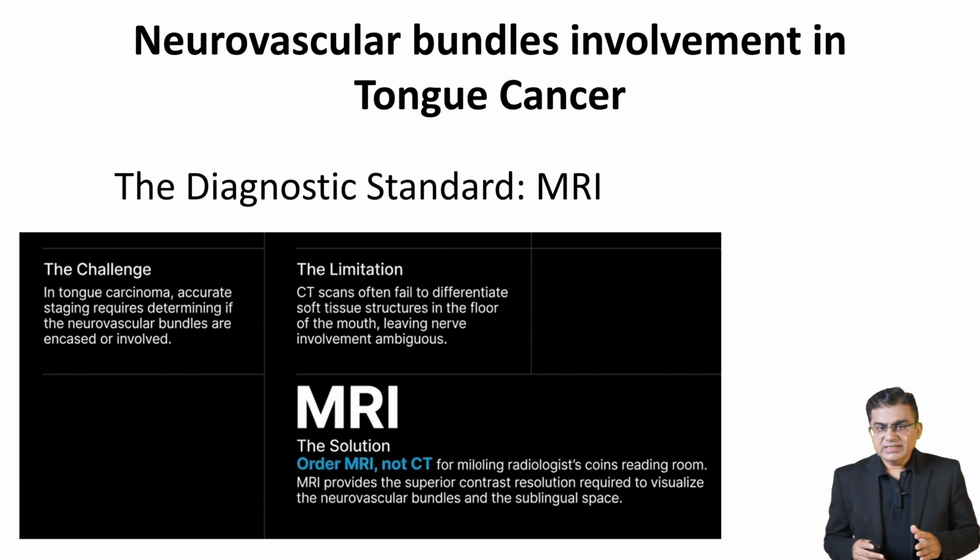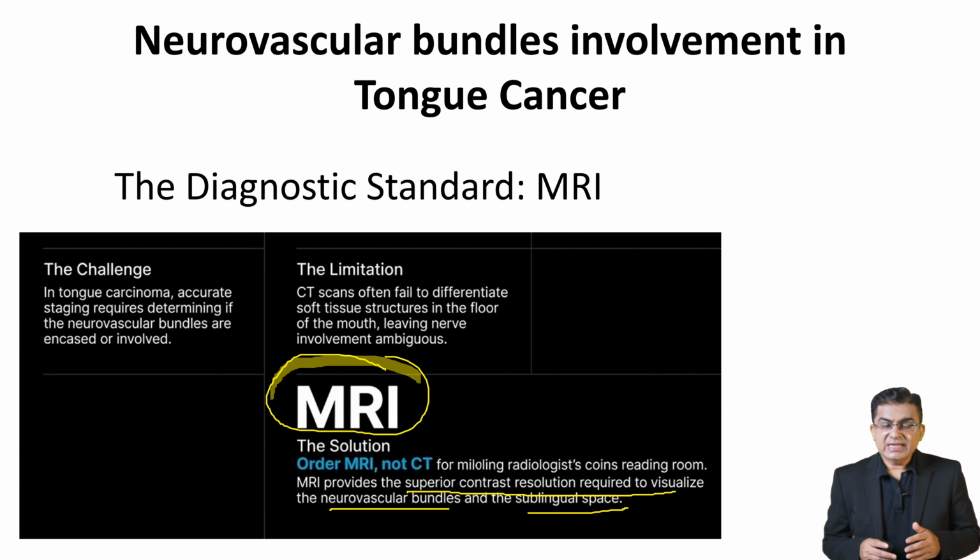The solution is very straightforward. You need to order an MRI, not CT scan. Please do not make your radiologist struggle with a CT scan, troubling him to comment on neurovascular bundles involvement by tongue cancer. MRI gives you the superior contrast resolution required to clearly visualize both the neurovascular bundles and the entire sublingual space.